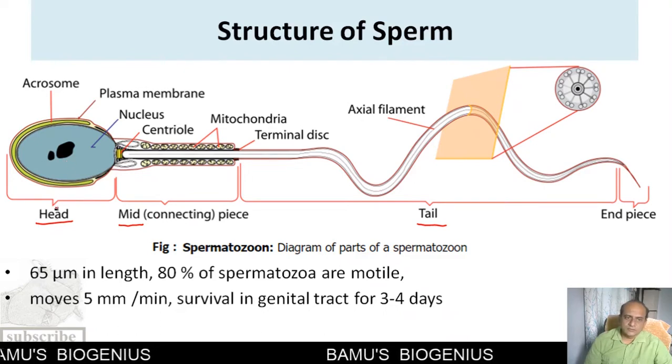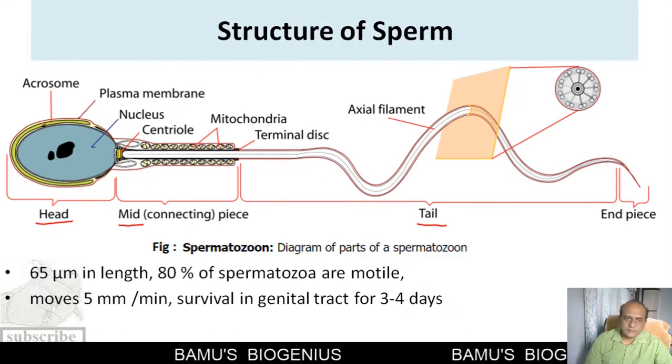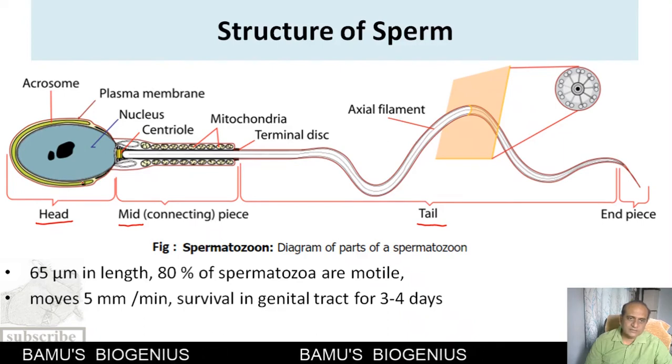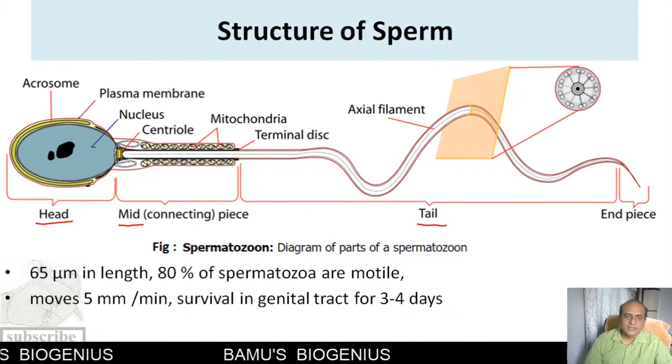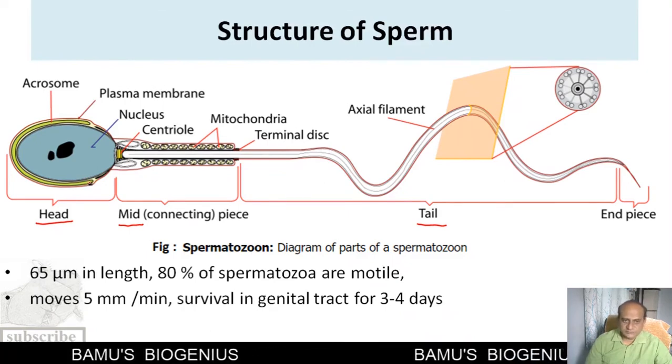Now, if we see the head region, you will find that the whole sperm is covered by a plasma membrane. Inside the plasma membrane, in the head region, two-thirds of the large nucleus is covered by an acrosomal vesicle. This acrosomal vesicle is derived from the Golgi complex. It is a membrane-bound vesicle and contains hydrolytic enzymes. These hydrolytic enzymes help in fertilization.